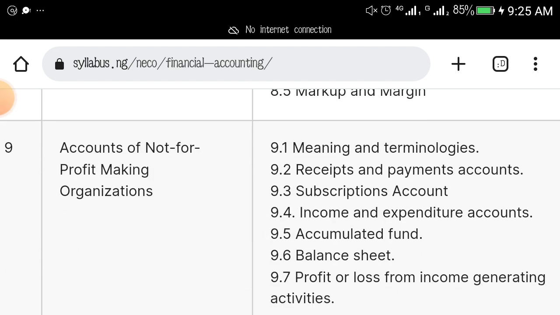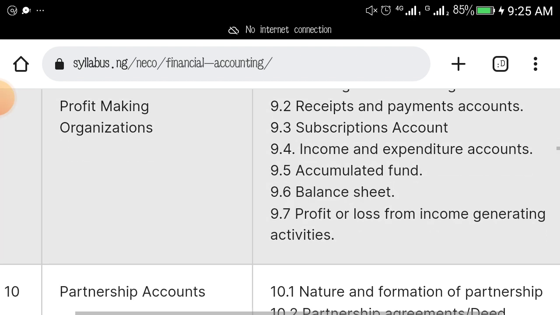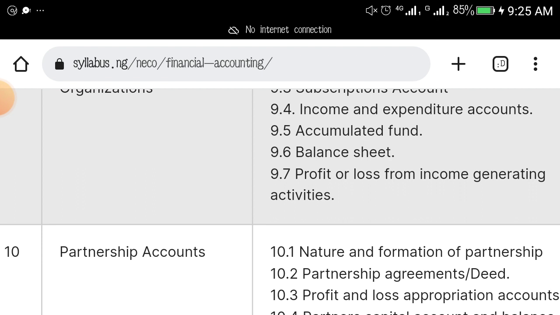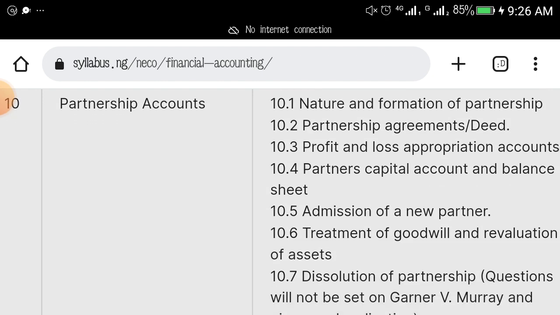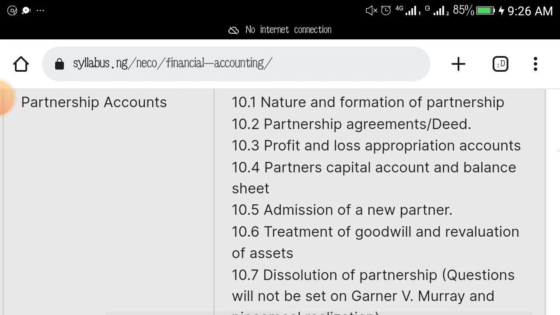Then accounts for not-for-profit making organizations, meaning and terminologies, receipts and payment account, subscription account, income and expenditure account, accumulated fund, balance sheet, profit or loss from income generating activities. Partnership account, also read partnership account, nature and formation of partnership, partnership agreements and deals, profit loss appropriation account, partnership capital account. Read everything about partnership.